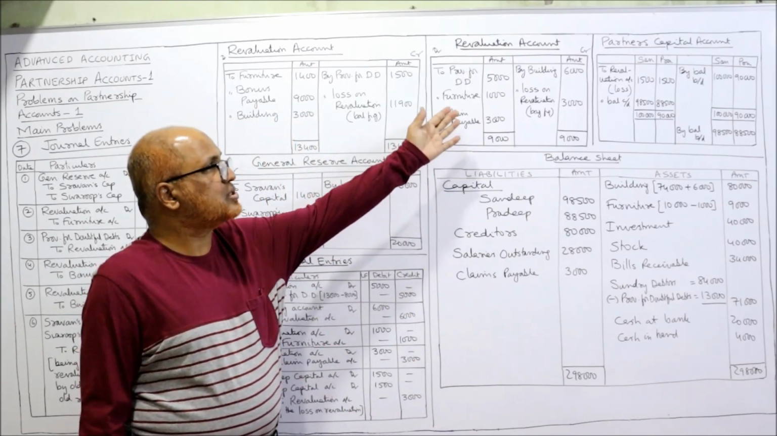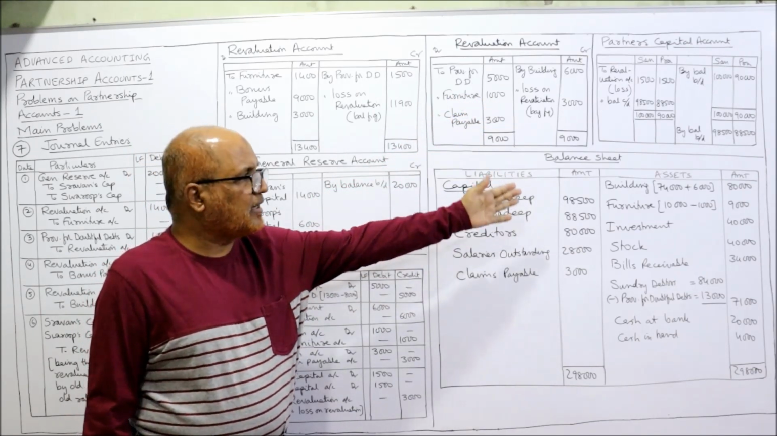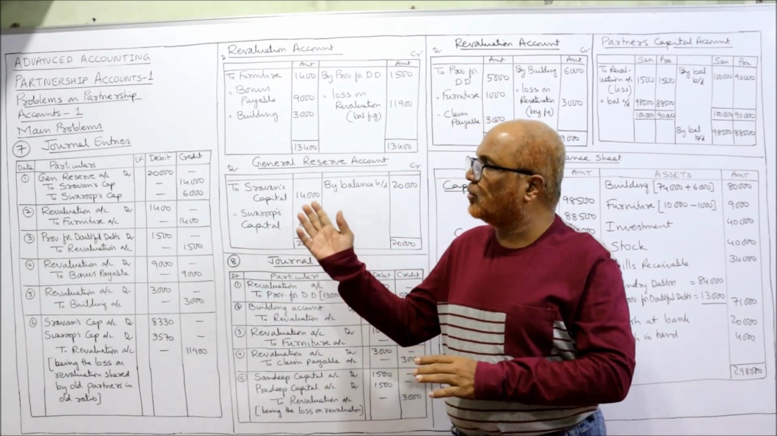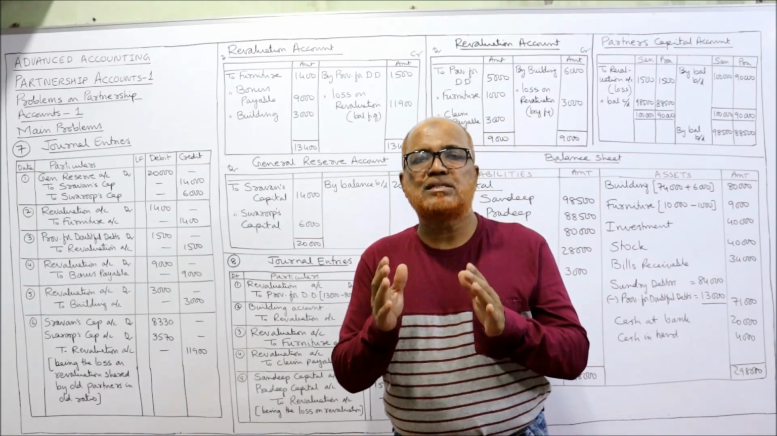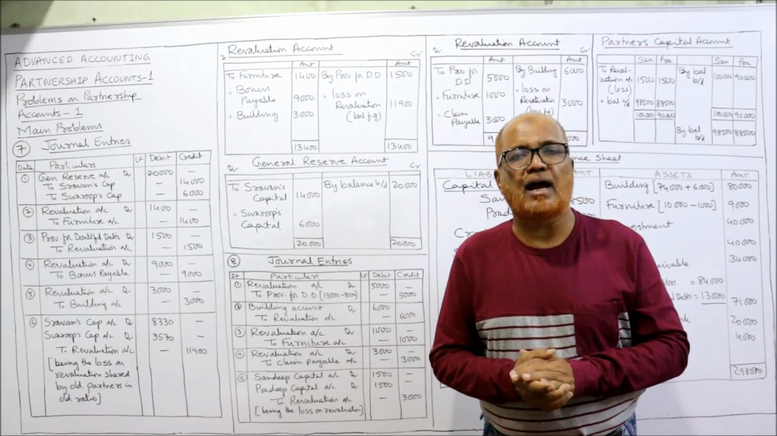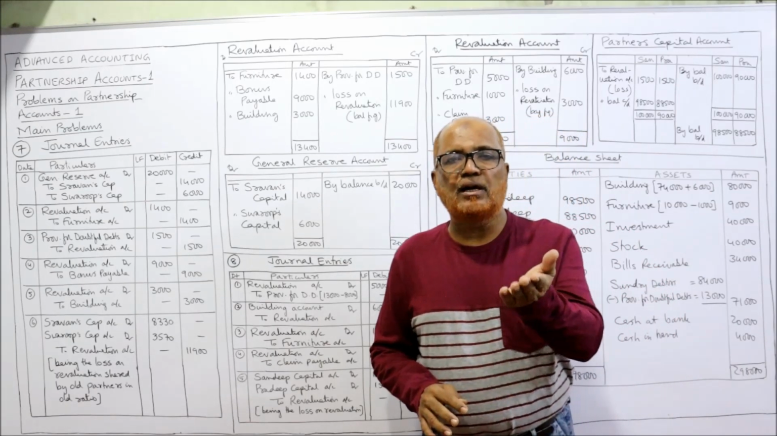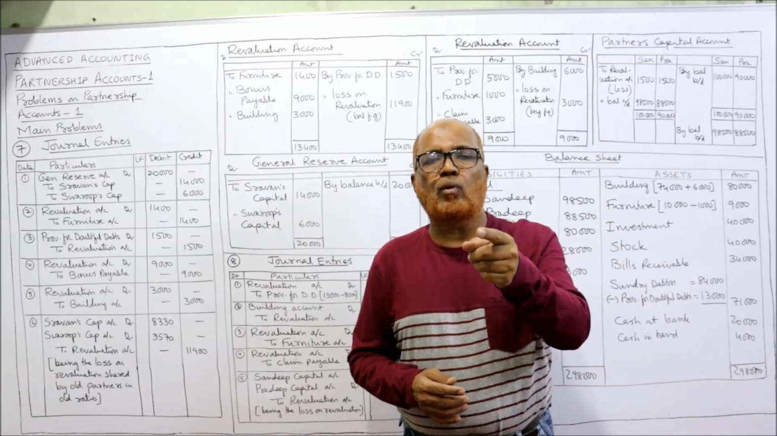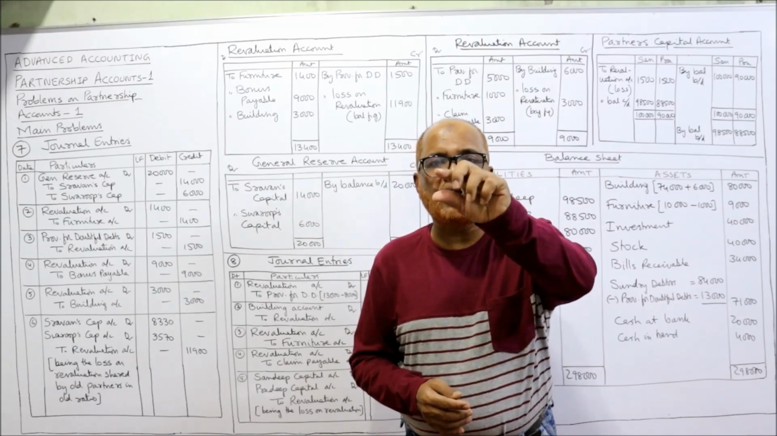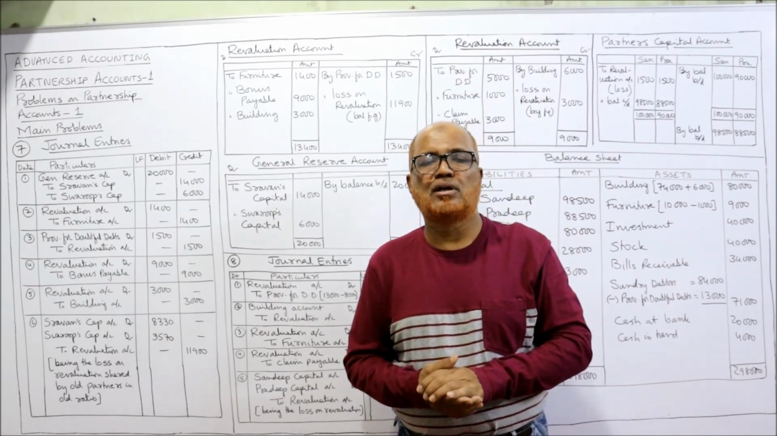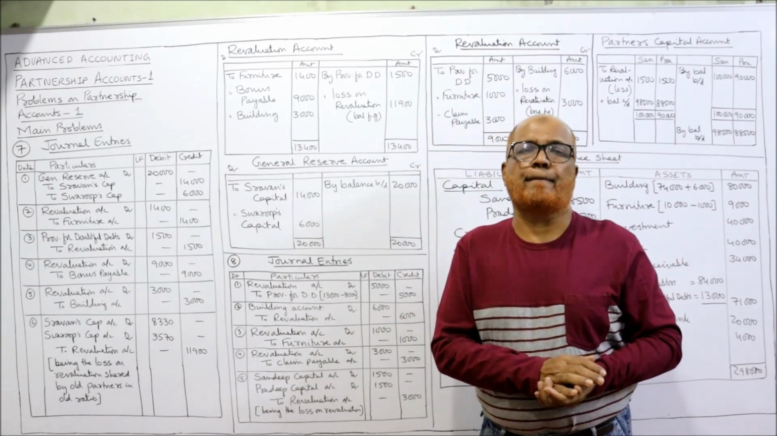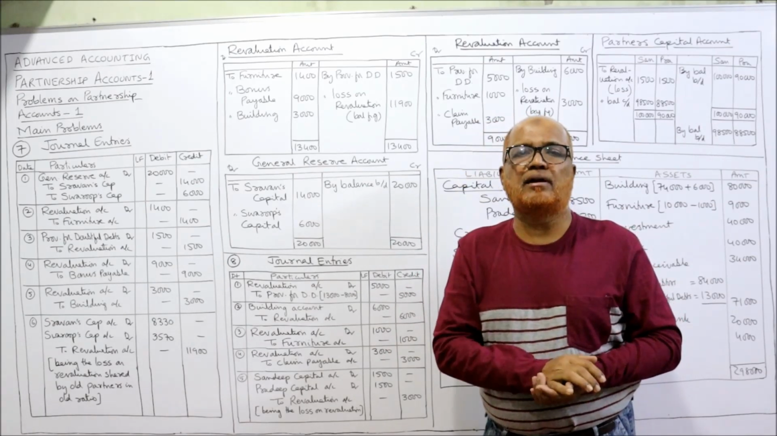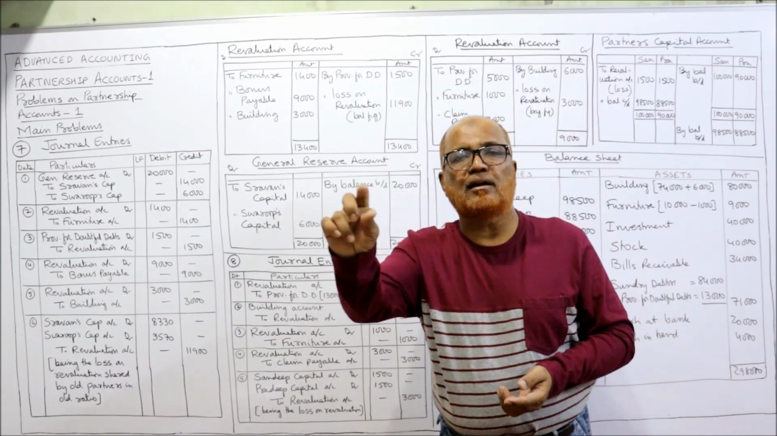We have prepared the ledger accounts, that is revaluation account and partners capital account, and finally we have prepared the balance sheet. So in this video, two problems I have explained to you, 7th and 8th. How the adjustments should be made whenever a new partner is admitted. Remember one point, if you want to increase the asset, debit that asset and credit revaluation account. If you want to decrease the asset, debit the revaluation account and credit the asset account.